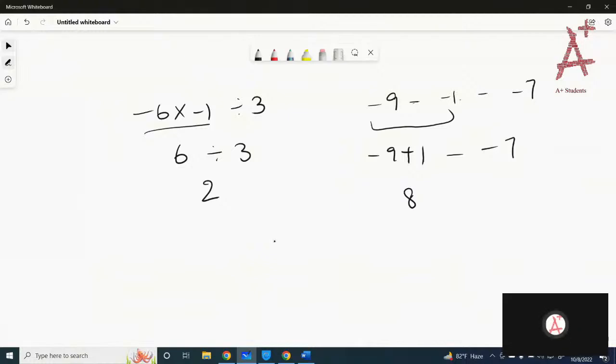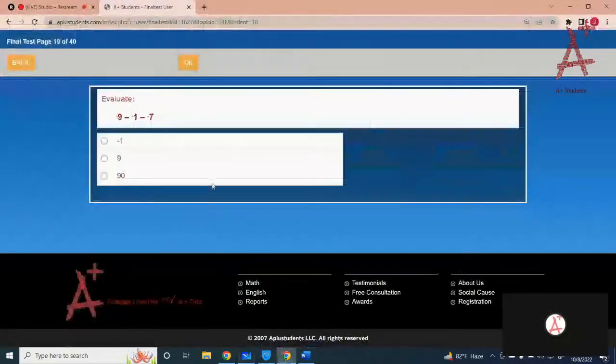Negative 9 plus 1 is 8, and 9 has a greater magnitude. It has a negative sign, so it will be negative 8 subtract negative 7. Again, subtracting a negative number is same as adding, so it would be negative 8 plus 7. So negative 8, you have to subtract, and the 8 has a greater magnitude. It has a negative sign, so the answer must be a negative. Got it? You can note down the examples. It would be negative 1. Got it? So the correct option is negative 1.